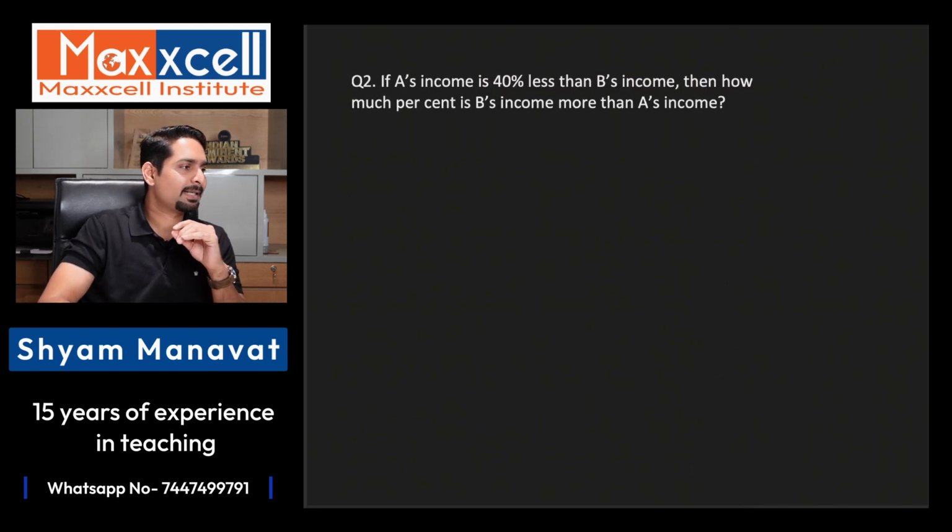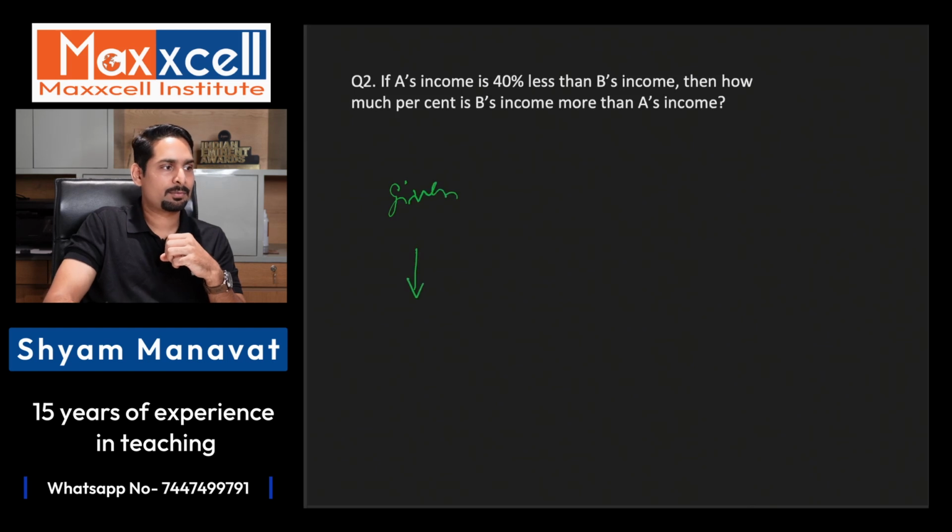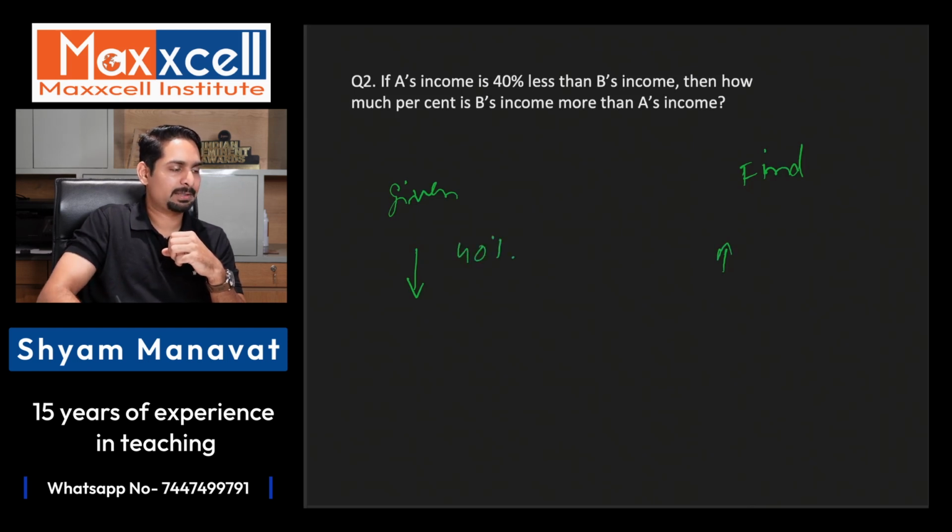Here it says, if A's income is 40% less than B, then B's income is more. Obviously, if A's income is given as less, what do we need to find? We need to find more. So what percent less is given? 40%. Tell me the fraction value of 40%. 40 upon 100, right? We need to find more.